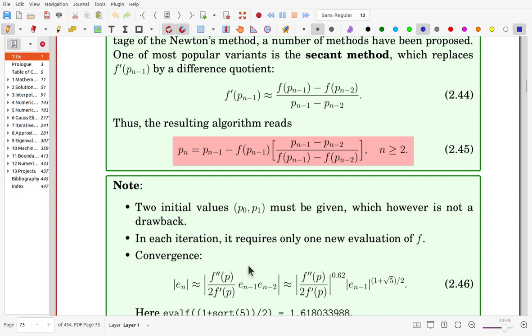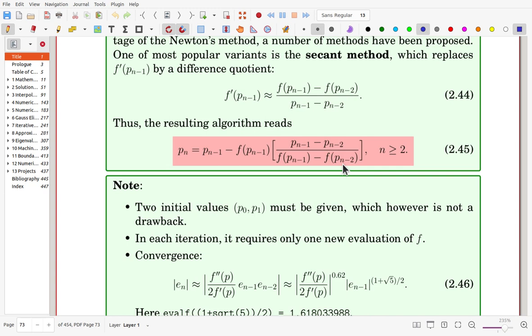In each iteration, it requires only one new evaluation of f, because we can save the evaluated value, and in the next iteration this value will be used for that position. So in each iteration, we need only one new evaluation of f, and we don't have to evaluate the derivative. So in some sense, in each iteration, the computational cost is about half that of Newton's method.